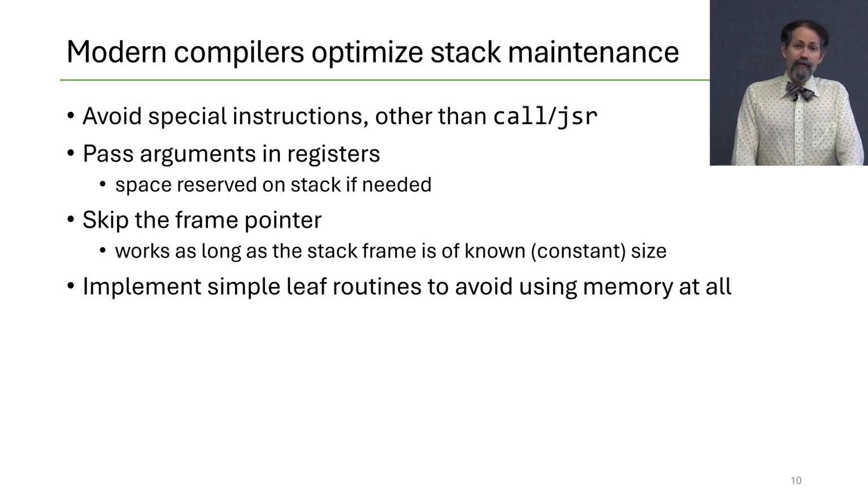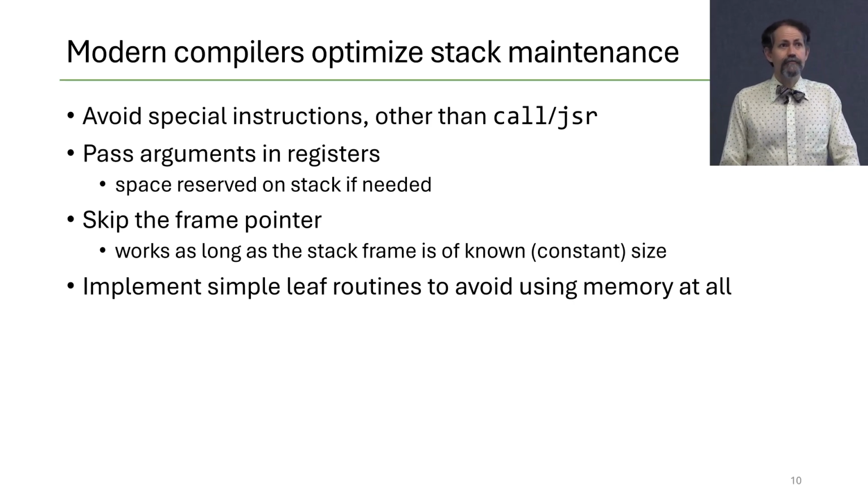Now, all of that can be a fair amount of work, and so modern compilers try to optimize the stack maintenance code to reduce the cost both in code size and in execution time. Once upon a time, there were a lot of special instructions that had to do with calls and returns. For example, the x86 architecture has enter and leave instructions that manipulate the frame pointer. Today, we mostly avoid those special instructions. The only one we really use is the call or JSR instruction, because that does a jump, but it also sets the return address onto the stack or a register so we know where to get back.